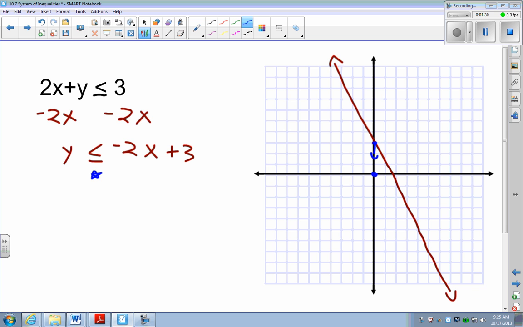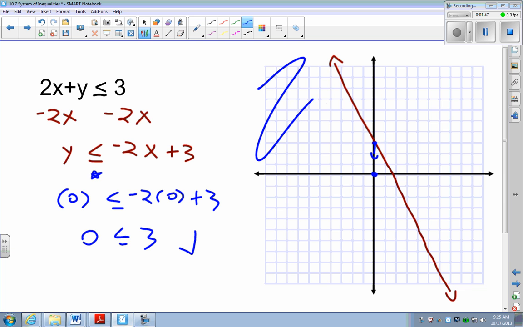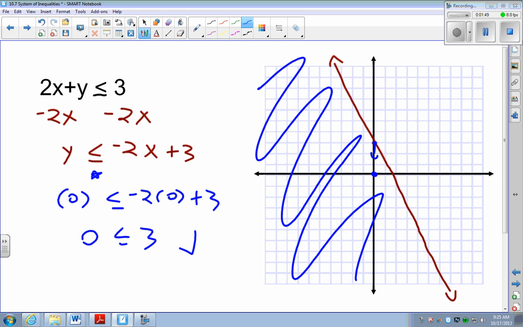So anyways, let's pick a point below the line. Let's pick the origin. So we'll put 0 in for y. It's less than or equal to -2 times 0 plus 3. So we have 0 is less than or equal to 3. Check. Since this works out, we have shown that this region is where we'll shade everything.